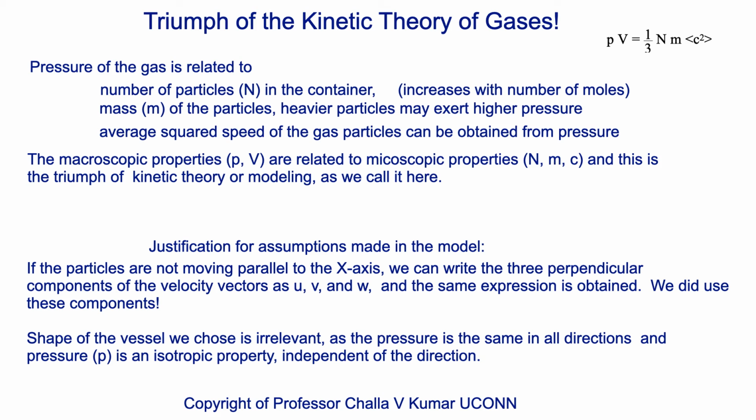Now, the second issue is that we have chosen a particular vessel of particular shape. Is this important? We have assumed that we have a rectangular box with a square cross-section. Now, you can ask, well, is this really relevant? What would happen if we have a spherical box? Now, the pressure of the gas is isotropic, meaning it is the same in all directions. So, if I have a vessel that is a square, or a sphere, or any other shape, the pressure exerted at any given point should be exactly the same as at any other point.